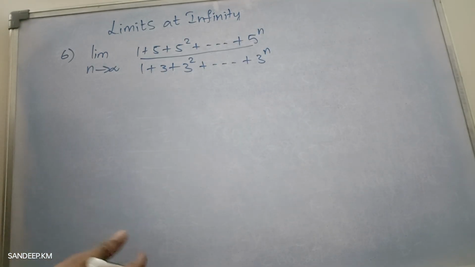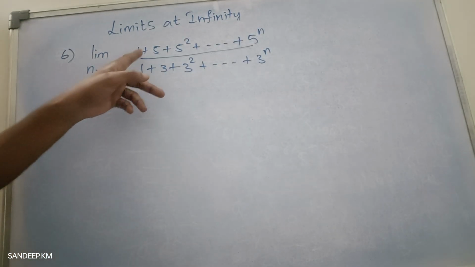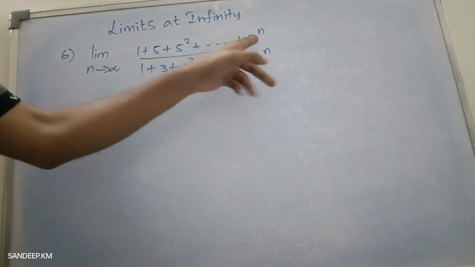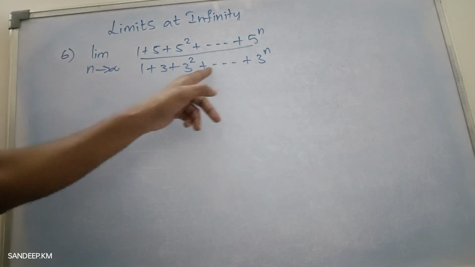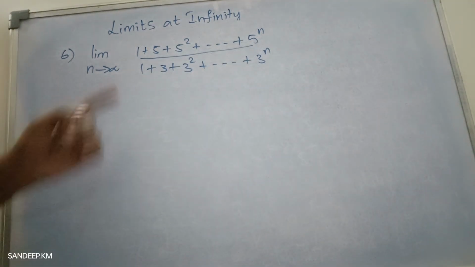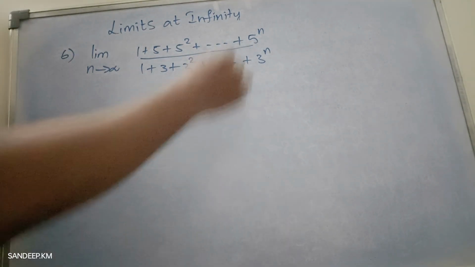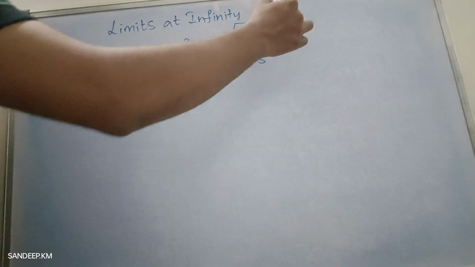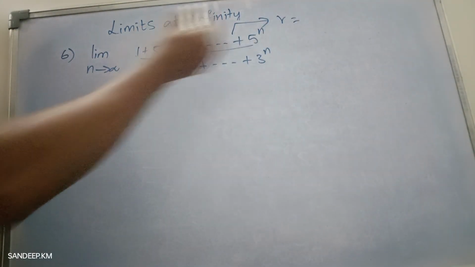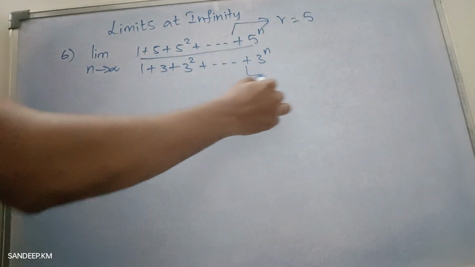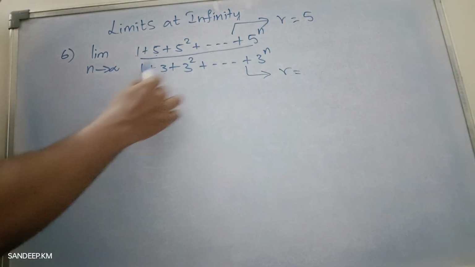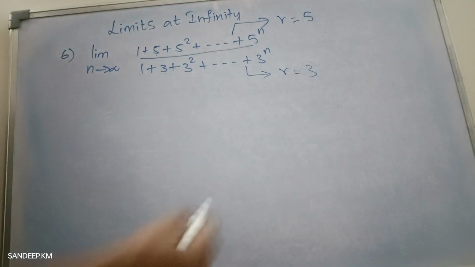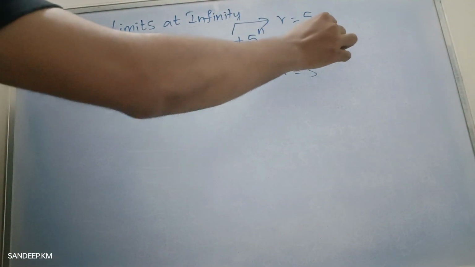Here is our next question. The numerator is 1 plus 5 square and so on up to 5 power n. And the denominator is 1 plus 3 square and so on up to 3 power n, where n approaches infinity. The numerator is a GP whose common ratio is second term by first term, which is 5. And the denominator is also a GP whose common ratio is second term by first term, which is 3. Both the common ratios are greater than 1.